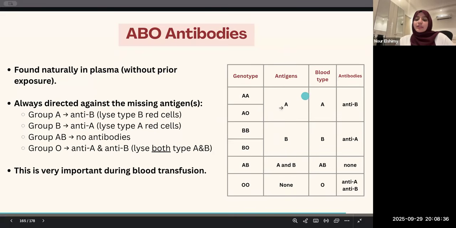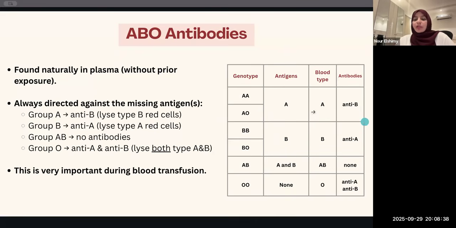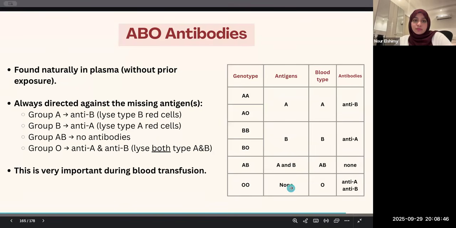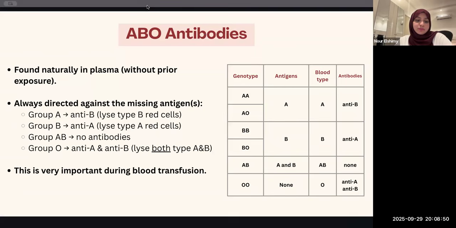So whoever has A antigens, they're going to have anti-B bodies. Whoever has B antigens, they're going to have anti-A bodies. And whoever has AB, they're not going to have antibodies at all. And those who have O, they have both anti-A and anti-B. What does O accept? O only accepts O themselves. I'm going to get to this.